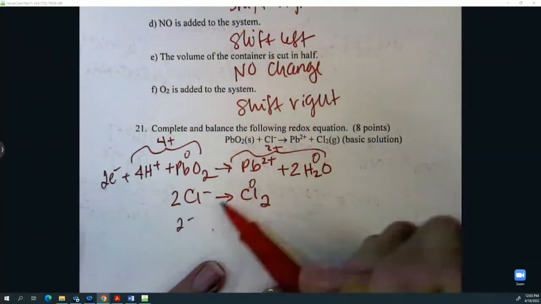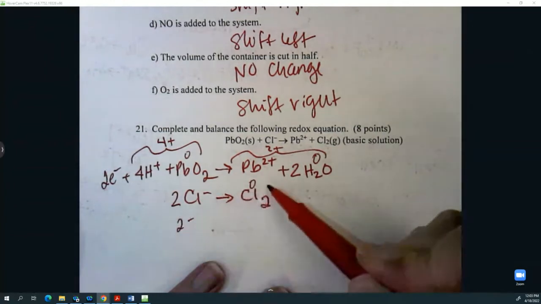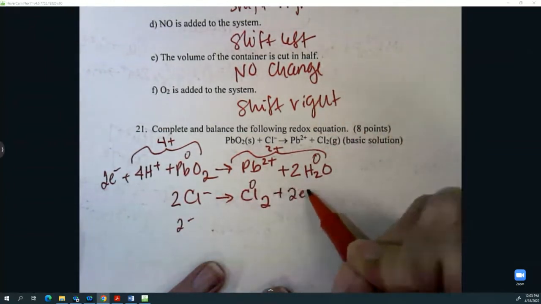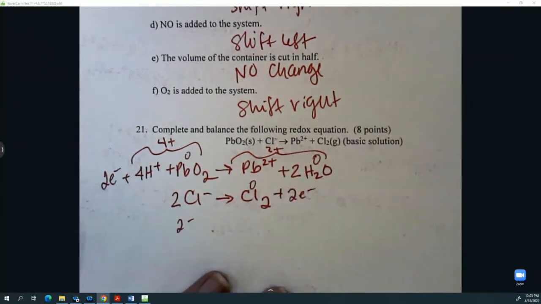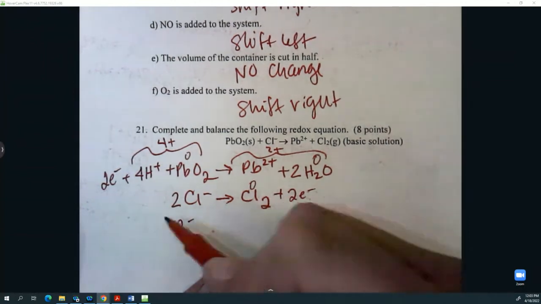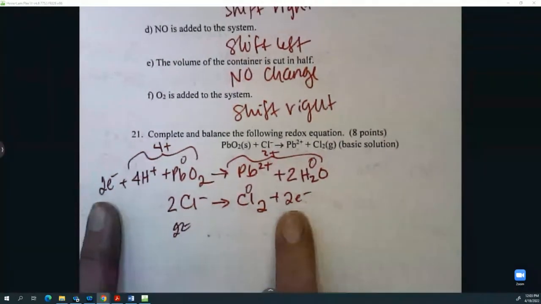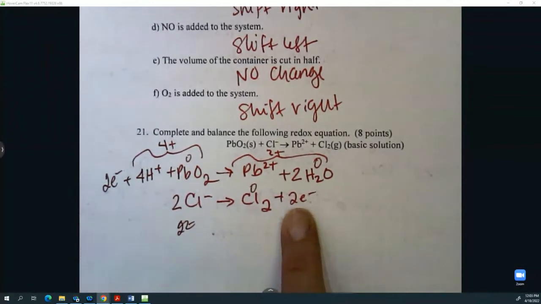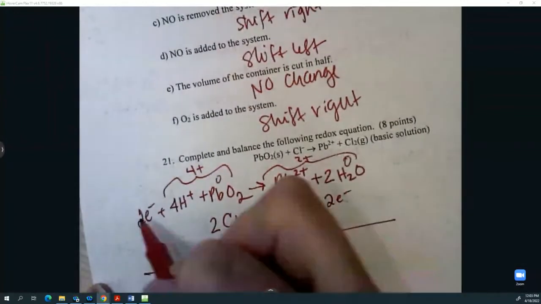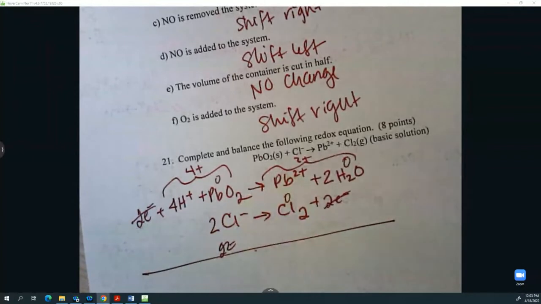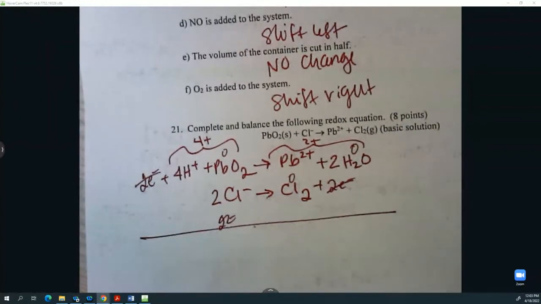Down here I have 2 minuses over here and 0 over here, so I need to balance that with 2 electrons to make that 2 minus. Then I need to make the electrons cancel if they don't already. Right now they do, 2 electrons on the left, 2 electrons on the right, so that's done. And then I just add them together. Canceling anything else. Now there's not much that cancels in this one because there was only water and hydrogen in one reaction, not in both. But if they were in both, then I could cancel those.